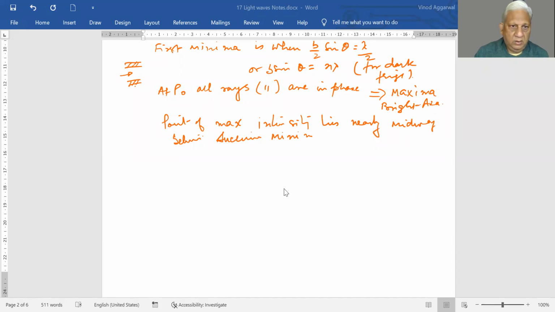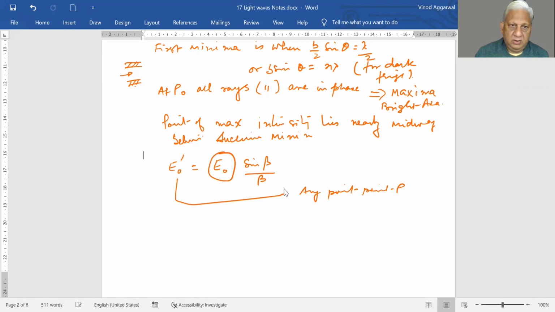Now, in this case, the electric field at any point is given as E0 sine beta by beta, where this is the electric field at any point, whereas this is the electric field at P0. Okay. Now this is the amplitude. Both are amplitudes. This is the amplitude at P0 and this is the amplitude at any other point P.